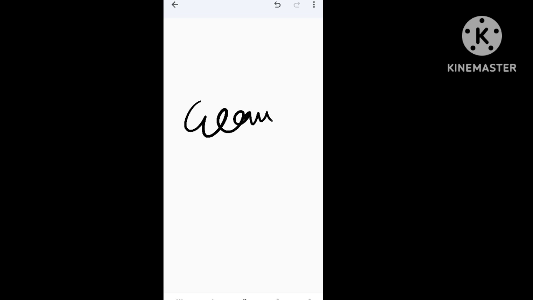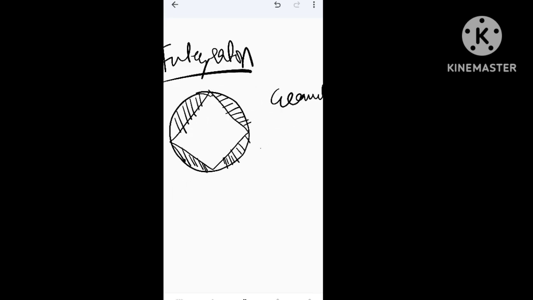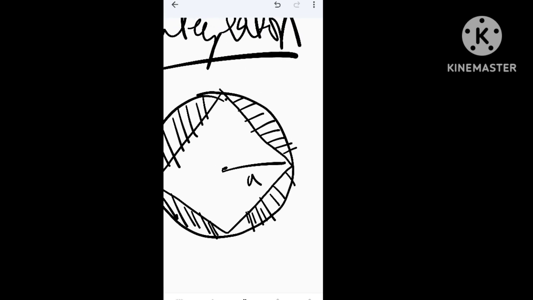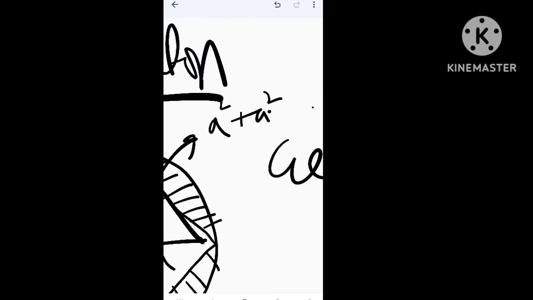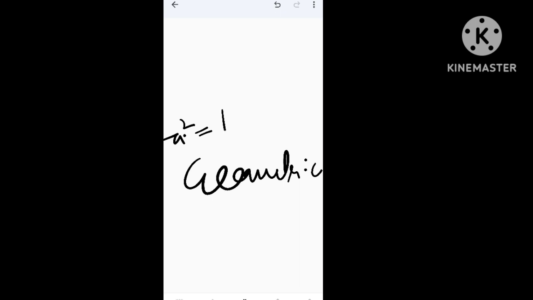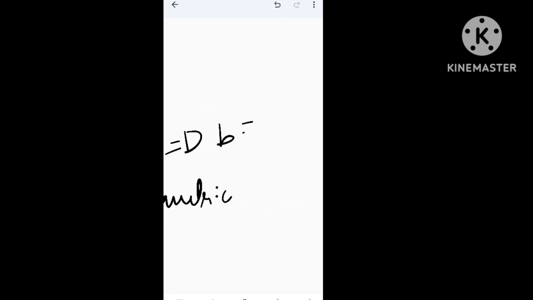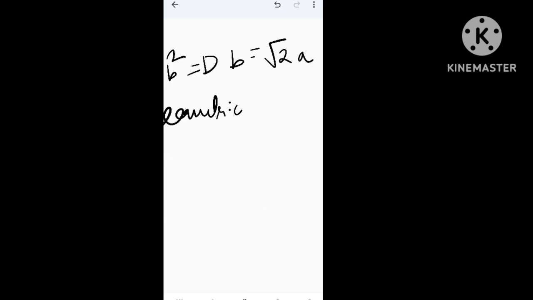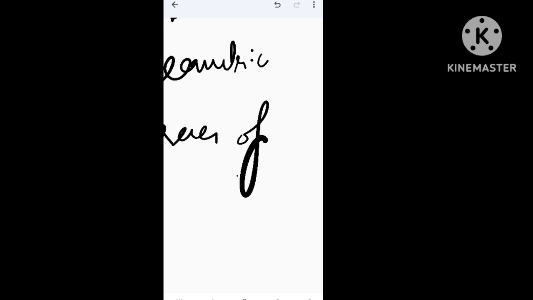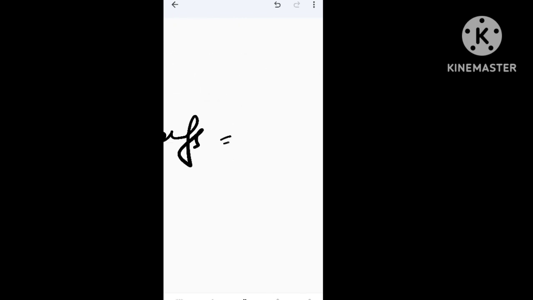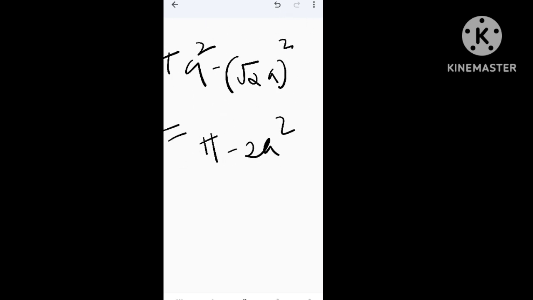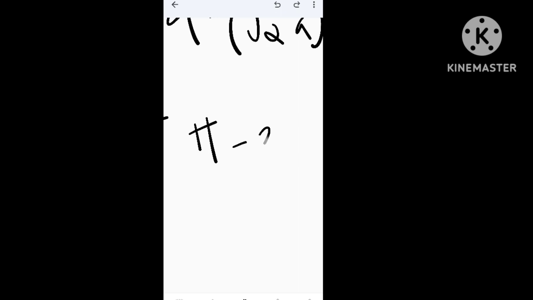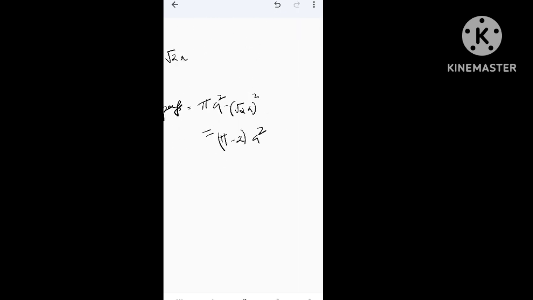One geometric way you can always do it: if the radius of the circle is a, then geometrically this is also a. By the Pythagoras theorem, a squared plus a squared is equal to this, which we can name b squared, which gives us b equal to square root of 2a. So the area of the labeled parts is pi a squared minus the square root of 2a whole squared, which gives us pi minus 2 times a squared, right?